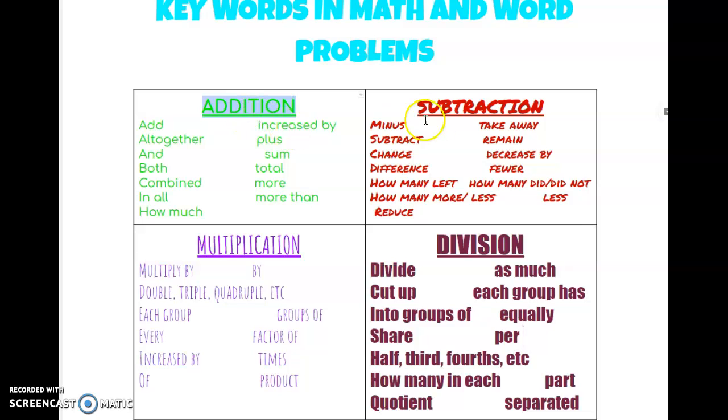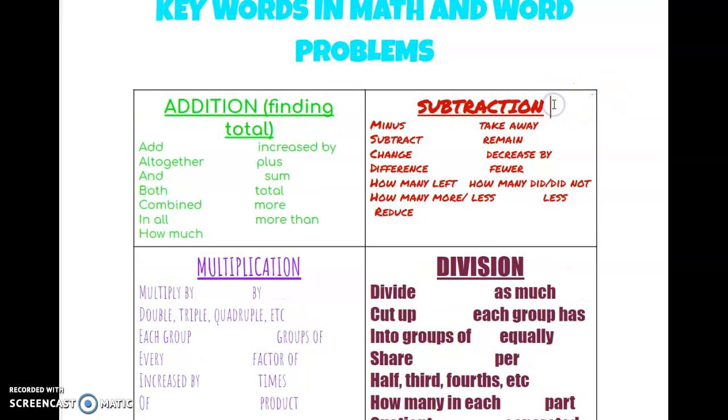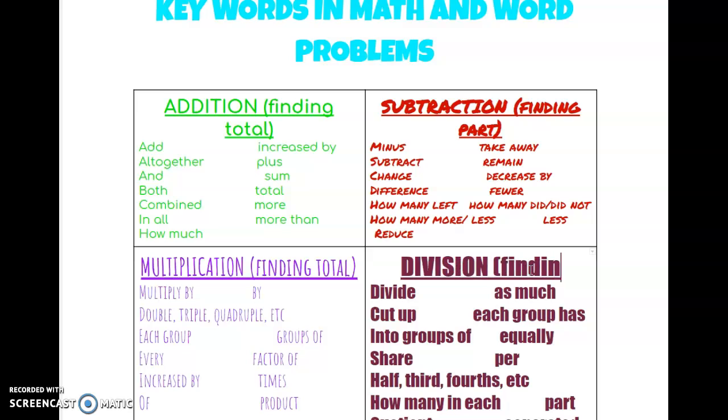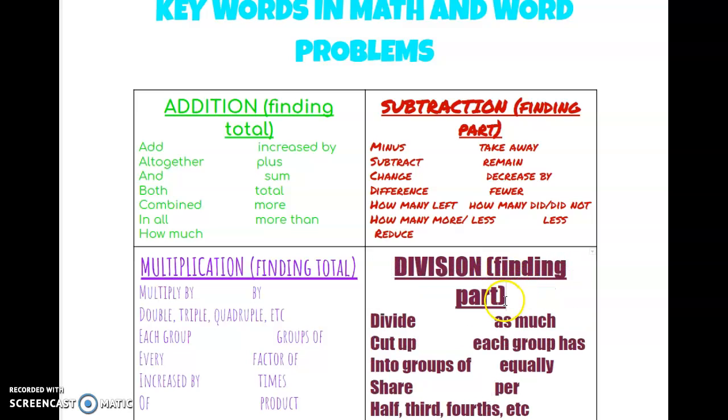Addition is when we're trying to find the total. Subtraction is when we know the total and we need a part. Multiplication is repeated addition. So we're doing repeated addition until we find a total. Division, just like subtraction, is repeated subtraction. We know the total and we're going to continue subtracting until we find a part. All right, so I'm going to put that in parentheses. Finding total, finding part. Again, multiplication is finding total, and division is finding parts. We know the total and we need to find the part.